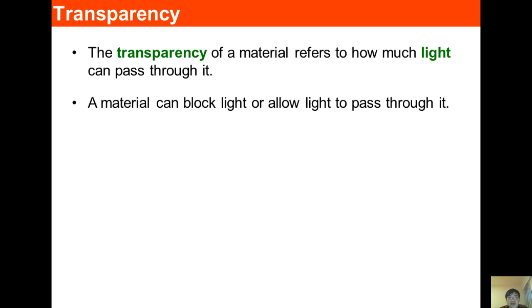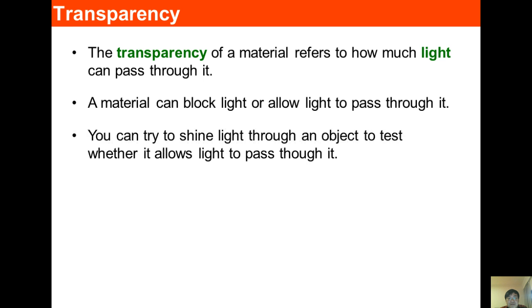A material can block light or allow light to pass through. You can try to shine light through an object to test whether it allows light to pass through. All you have to do is take a torchlight, shine it through them, and see how much light goes through.